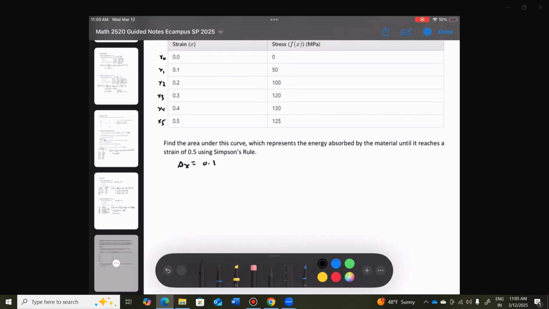So now we're going to find, using Simpson's rule, delta x, 0.1 over 3, and then f of 0 plus 4f of 0.1 plus 2f of 0.2 plus 4f of 0.3 plus 2f of 0.4 plus f of 0.5.